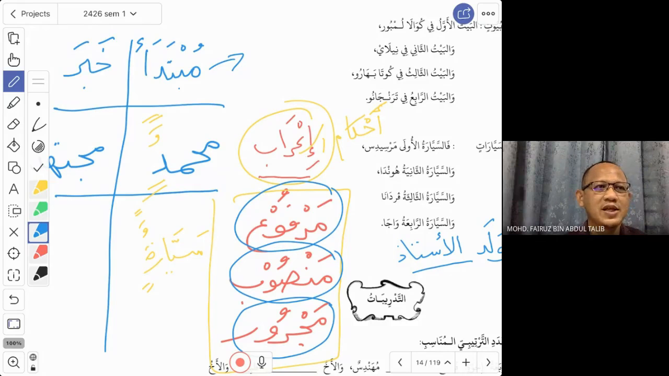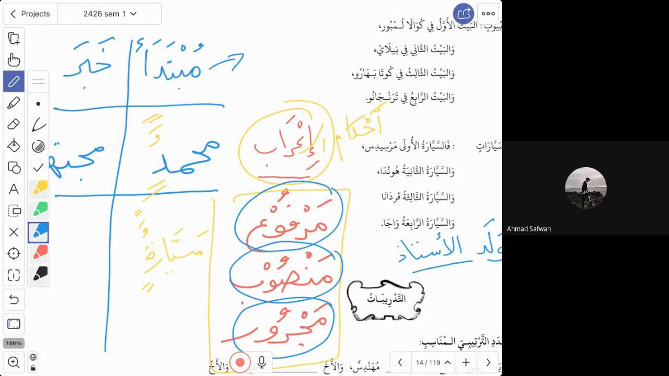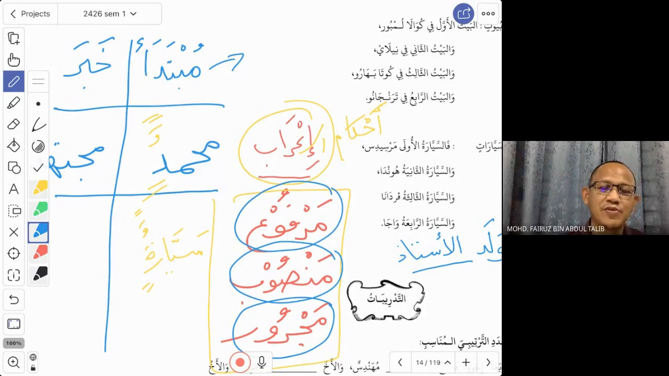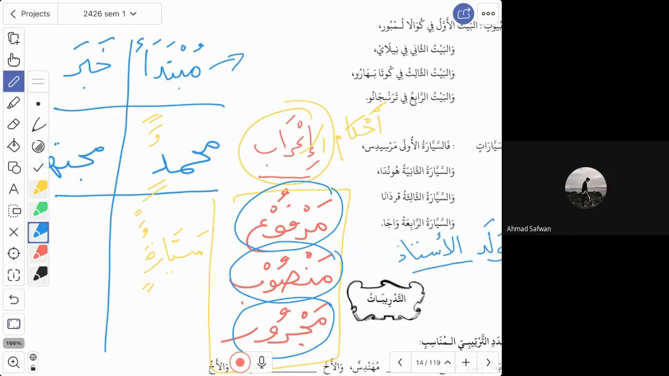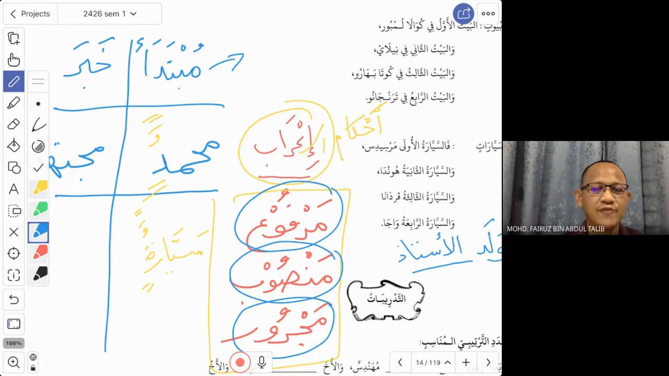For example, another one, like riba. What is the hukum? Haram, of course. So what is the implication when it is haram? Or what does it mean when we say haram? Of course, we cannot do it. So in fiqh, you have the hukum and you have the implication. We also have a similar system in nahu.